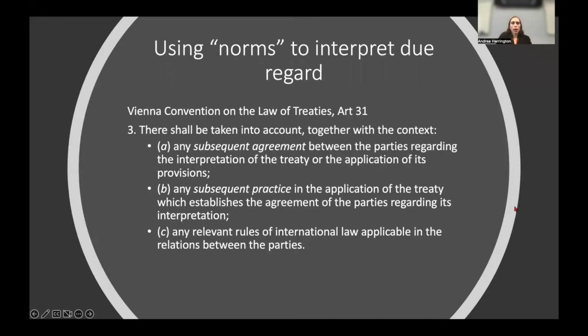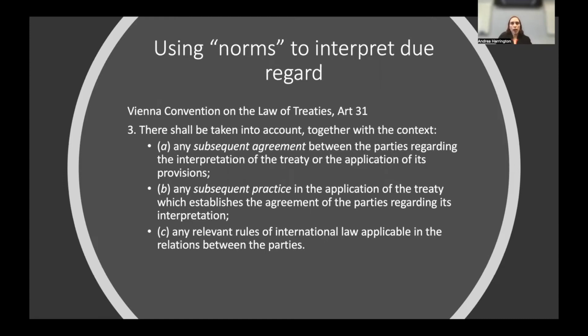So in the third paragraph of Article 31 of the VCLT, we just talked a little bit about the first two paragraphs in the context of treaty interpretation. I've given you the text here as to how we might use norms of behavior to interpret what due regard means in different ways as we move forward. So any subsequent agreement between the parties regarding the interpretation of the treaty or application is going to be applicable in a treaty interpretation context.